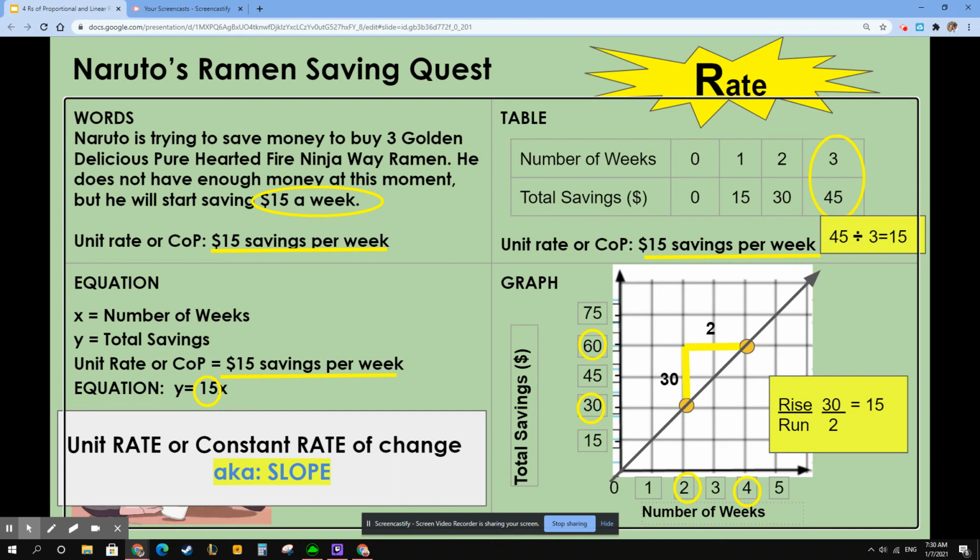And that's it. If you can remember these 4 R's, then it will be a lot easier to understand or remember proportional and linear relationships.